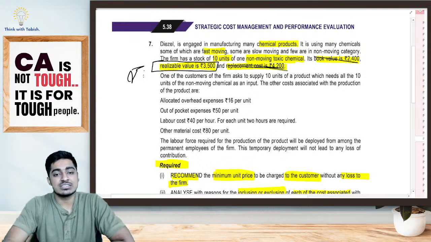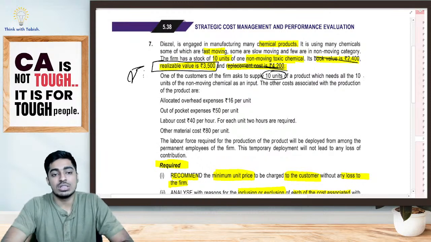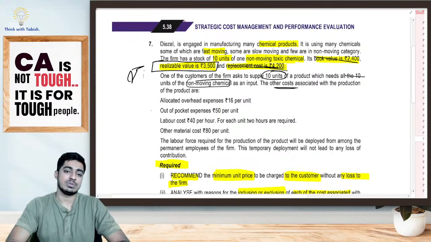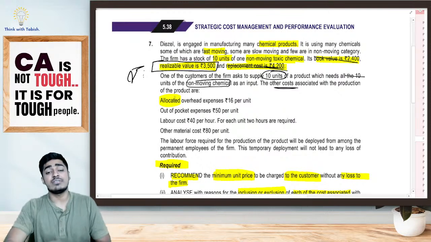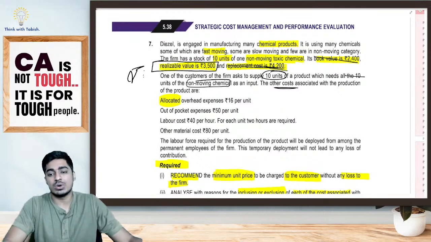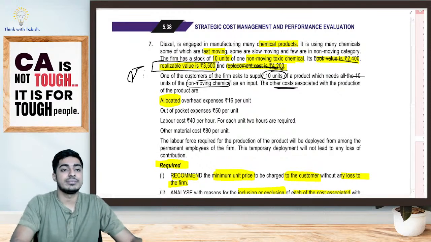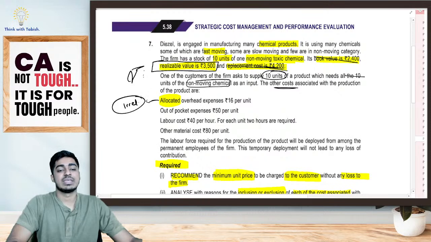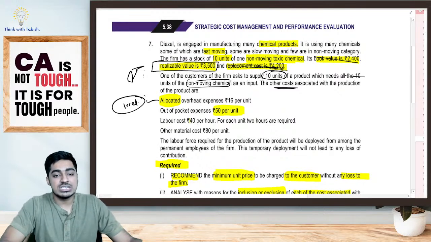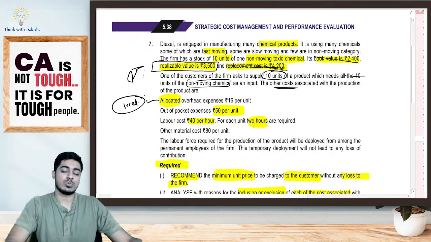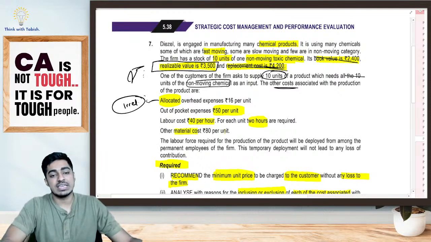One of the customers has asked to supply 10 units of the product which needs all the 10 units of non-moving chemical as an input. The other costs associated with production are given below. Allocated overhead. Is it relevant? Is it irrelevant, students? Tell me, allocated overhead is relevant or irrelevant? Existing overhead, is it relevant? No, it is irrelevant. Out of pocket expenses, how much, students? It is 50 per unit. Labor cost is 40 per hour. For each unit, 2 hours are required. Other material cost required is 80 per unit.